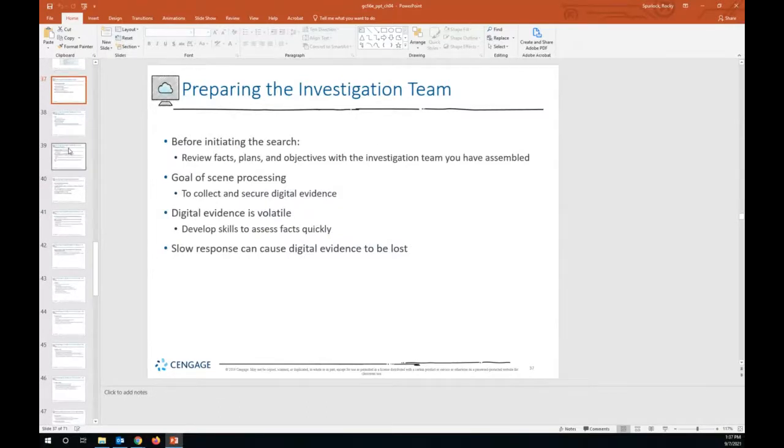Now, before initiating the search, you want to make sure you have your investigation team prepared. You want to review the facts, plans, and objectives with the team that you have assembled, because a slow response can cause digital evidence to be lost. Remember, digital evidence is volatile, so you want to develop the skills to assess facts quickly. And the goal of your scene processing is to collect and secure the digital evidence.